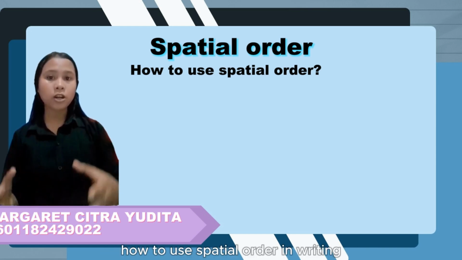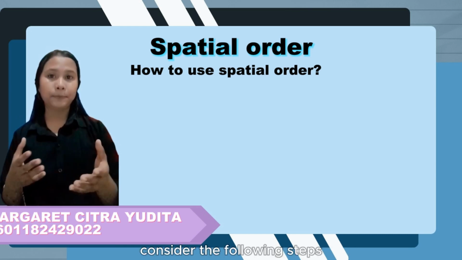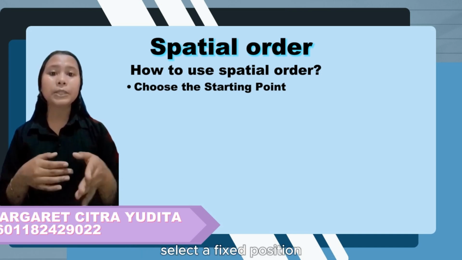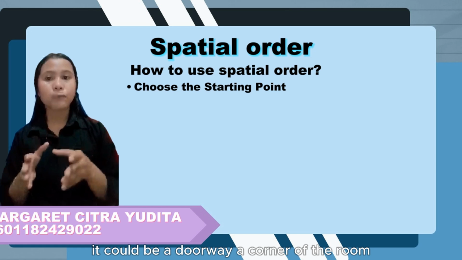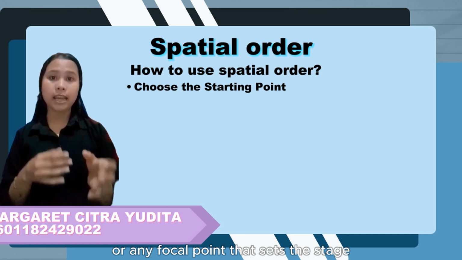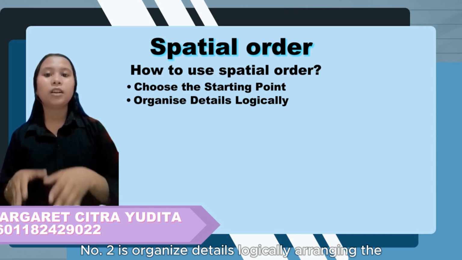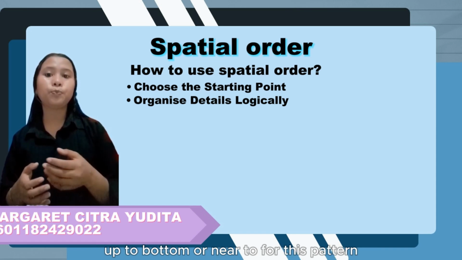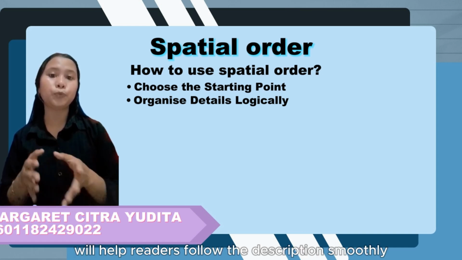How to use spatial order in writing? When using spatial order in your writing, consider the following steps. Number 1 is choose the starting point. Select a fixed position or viewpoint from which you will describe the scene. It could be a doorway, a corner of the room, or any focal point that sets the stage. Number 2 is organize details logically. Arranging the details in a logical order, such as left to right, top to bottom, or near to far, will help readers follow the description smoothly.